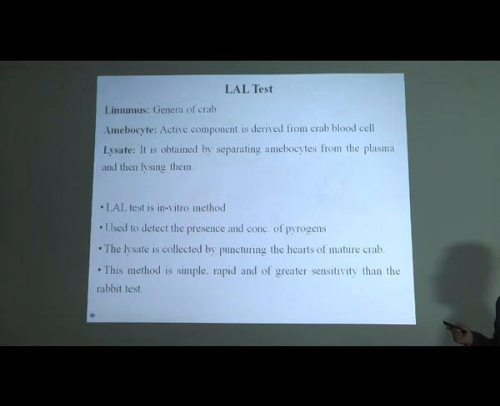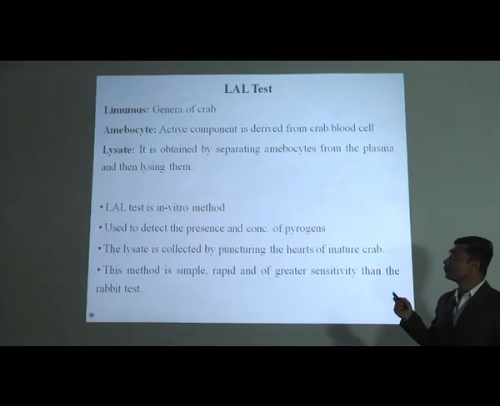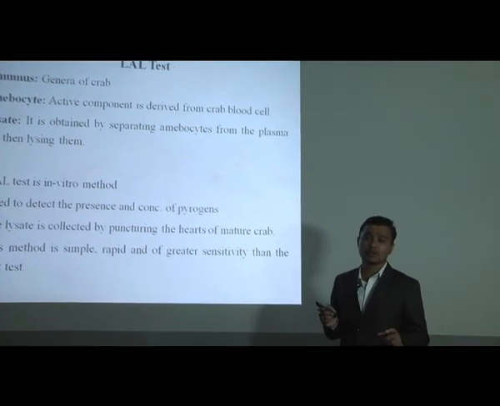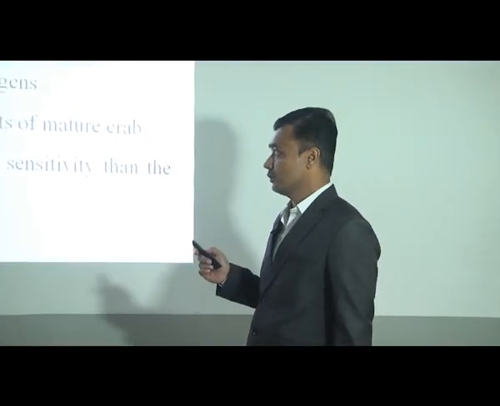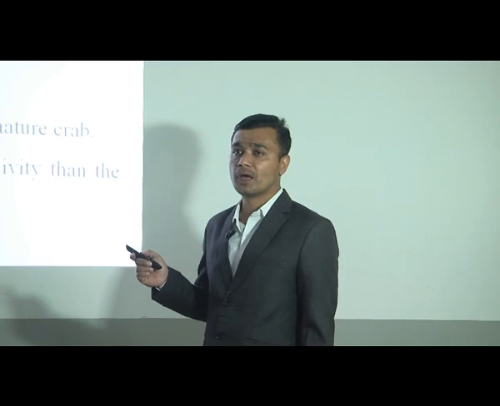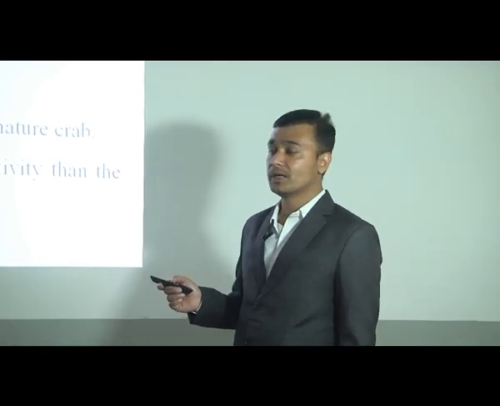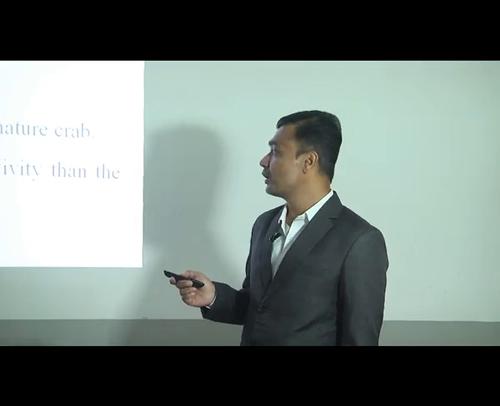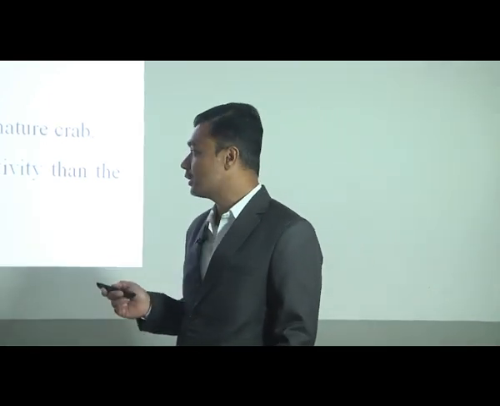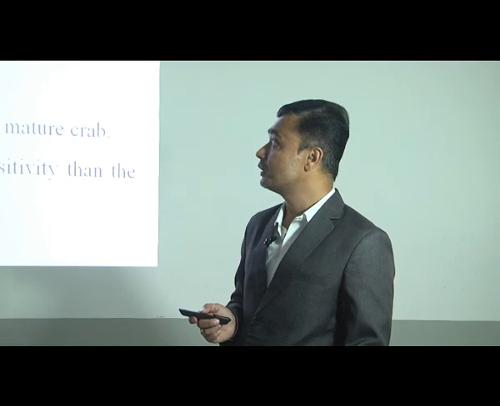It is used to detect the presence and concentration of pyrogens. So this is a quantitative method. By using this LAL test, we can determine the amount of pyrogens. We can determine the quantity of pyrogens, which is not possible with the animal test. The lysate is collected by puncturing the hearts of mature crabs. This method is simple, rapid and has greater sensitivity than the rabbit test.